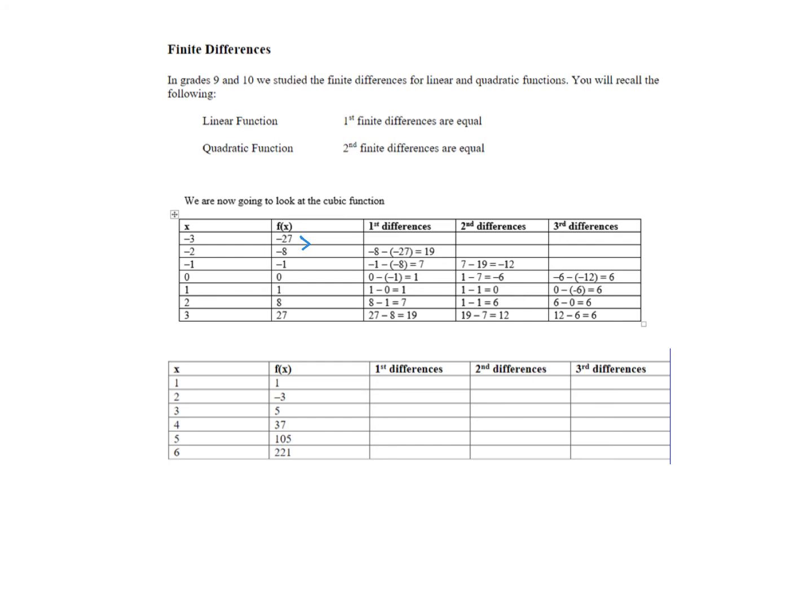So I would do -8 minus -27 to find that difference, and then I would do -1 minus -8, and so on. If that first difference was the same, I would know that the line was linear. If it's not the same, I would know that it's not linear. Then I could do it again. So the second difference is determined. If the second difference is the same, it would be quadratic.